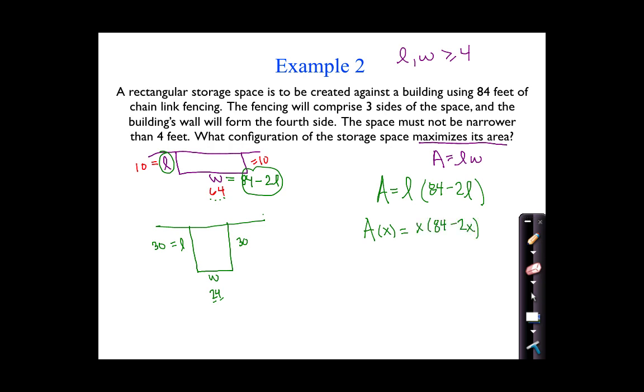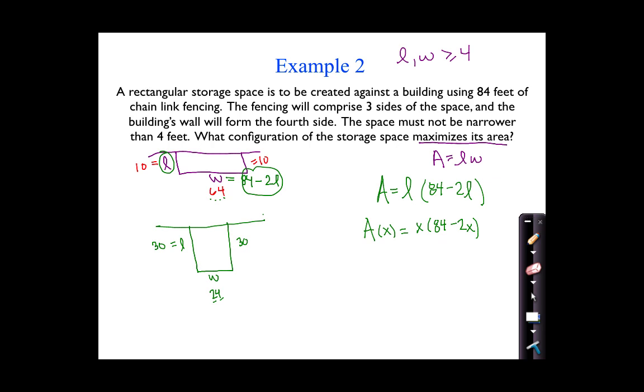It's a quadratic function with a negative 2x squared leading term if you were to multiply it out. If I were to graph it, I know it's a parabola with vertex at the top. I'm trying to maximize. That's a good sign. It's probably going to be that vertex, but I have to keep in mind my domain.